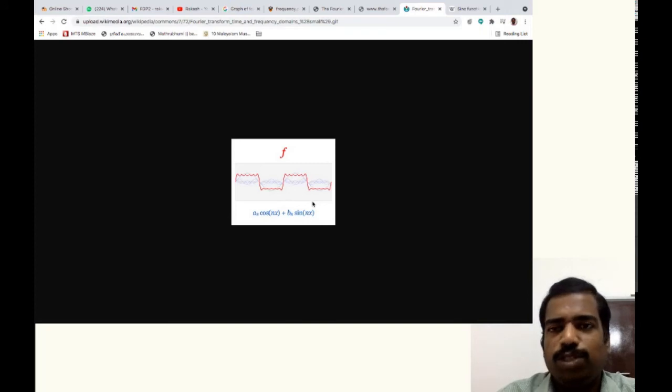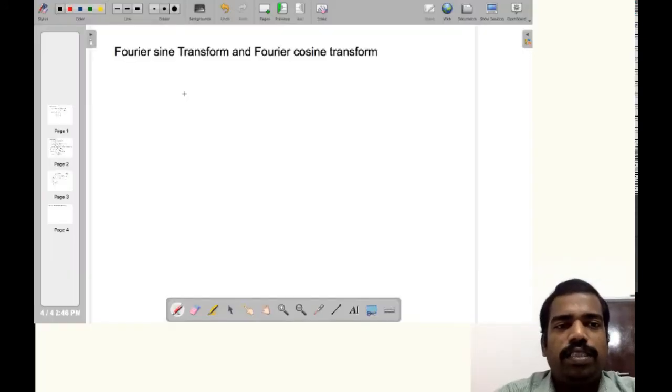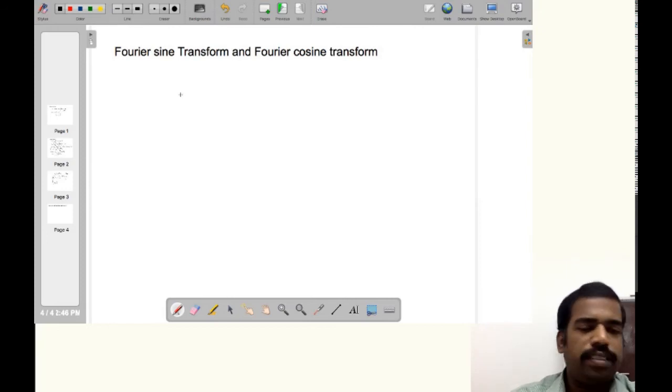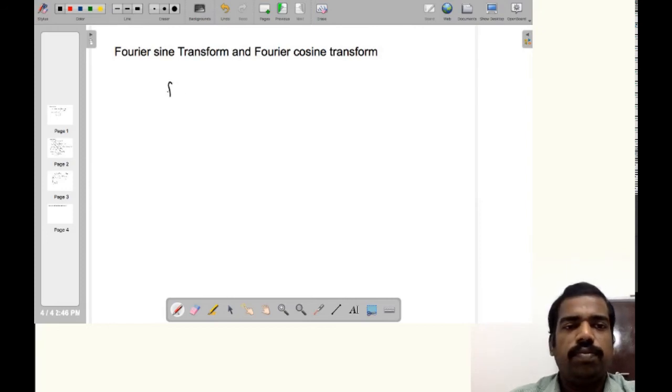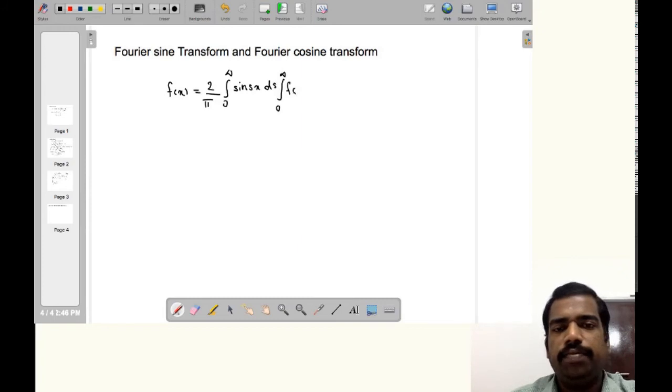ക്ലിയർ ആയെന്ന് വിശ്വസിക്കുന്നു. Similarly, we can write what is Fourier sine transform and Fourier cosine transform from the Fourier sine integral and Fourier cosine integral. വളരെ എളുപ്പമാണ്. We know the Fourier sine integral: f of x equal to 2 by pi integral 0 to infinity sin sx ds integral 0 to infinity f of t sin st dt.